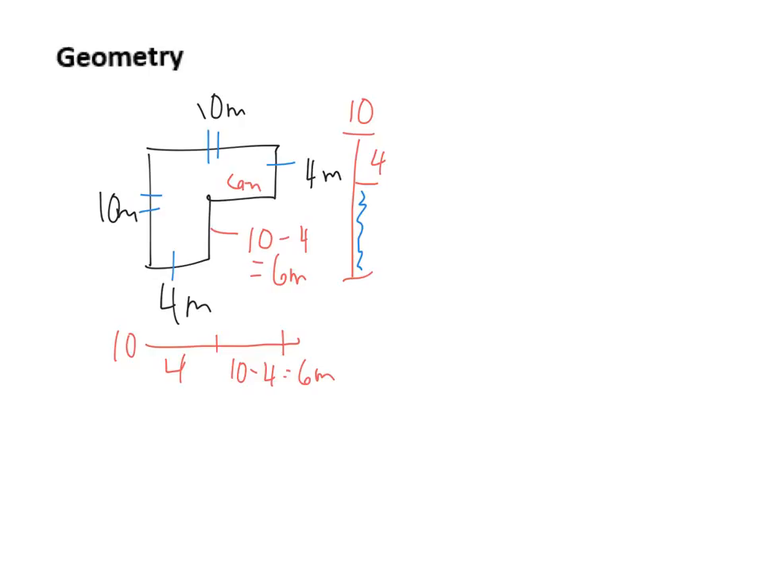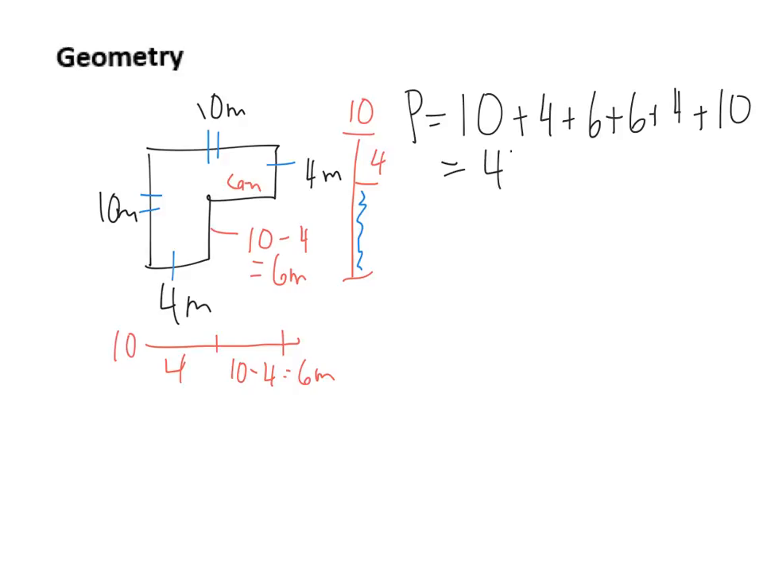So now to solve a composite perimeter question, all you have to do is add up all the sides. P equals 10 plus 4 plus 6 plus 6 plus 4 plus 10. Okay, and then you would do 10 plus 4 is 14, plus 6 is 20, plus another 6 is 26, plus 4 is 30, plus 10, and you would get 40 meters.